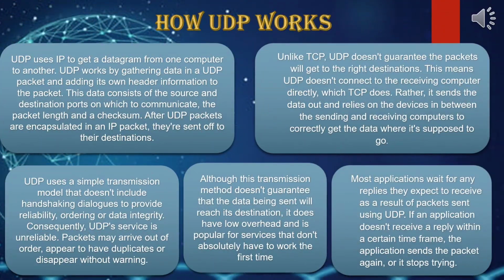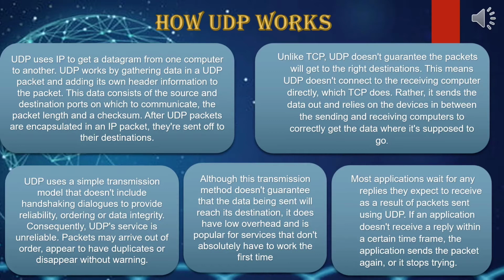In this slide, you can see how UDP works. UDP uses IP to get a datagram from one computer to another. UDP works by gathering data in a UDP packet and adding its own header information to the packet. This data consists of the source and destination port on which to communicate, the packet length, and a checksum. After UDP packets are encapsulated in an IP packet, they are sent off to their destination.